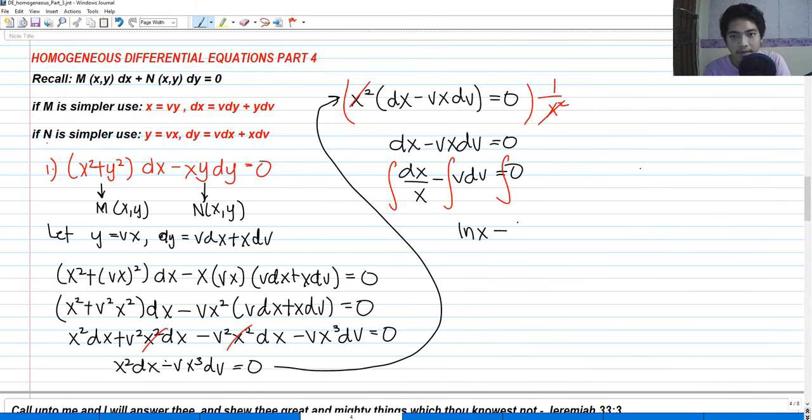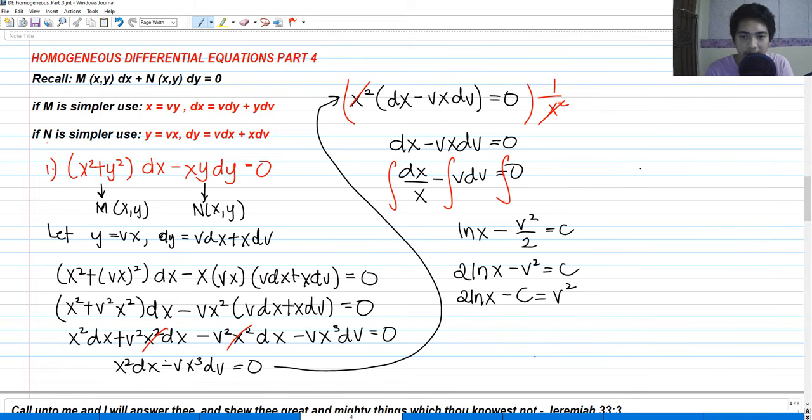We have ln of x minus v squared over 2 equals c. Multiply both sides by 2. So we have 2 ln of x minus v squared equals c. Now, in this problem, I only have 1 ln as a term. So I'll be converting this constant into ln, to simplify this ln of x. So I would also consider the sign when I transpose this c. So we have 2 ln of x minus c. Transpose this v squared on the right side, this becomes positive.